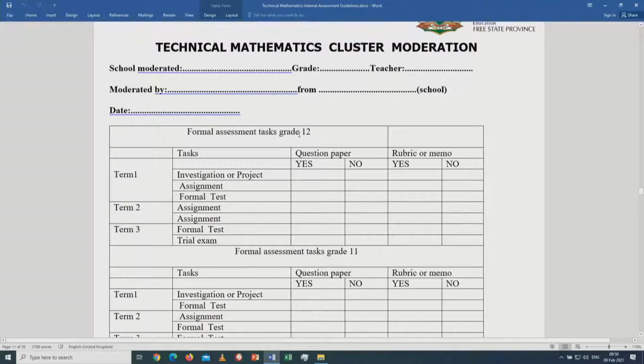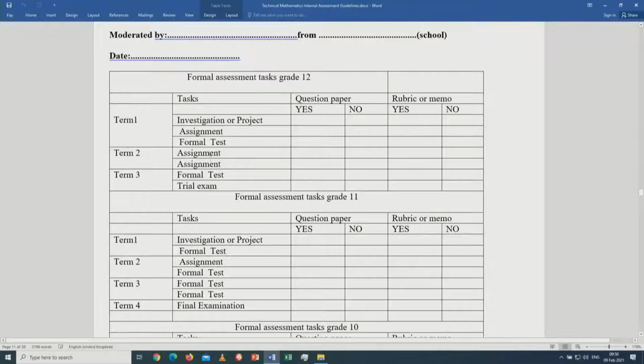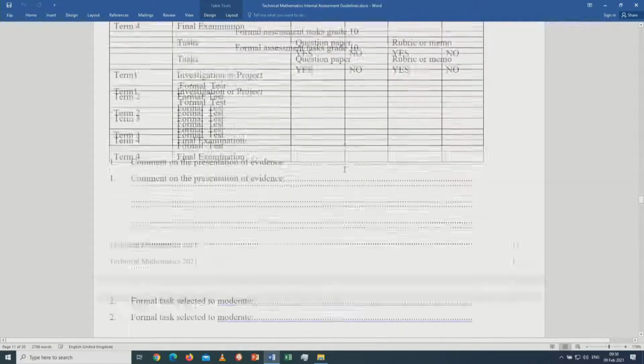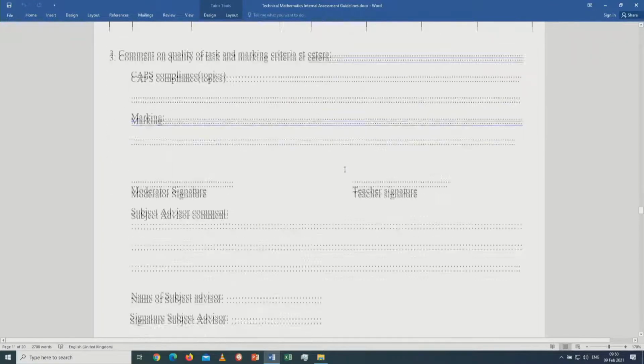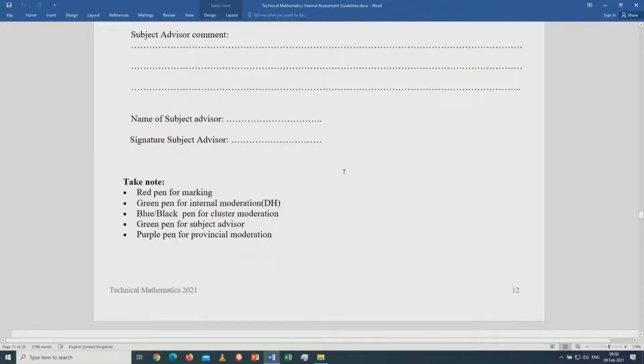And then taking a method cluster moderation, this is the tool used in the cluster moderation. I'm sure you can see there are different forms for each level of moderation. This is the cluster moderation, the task done, the question paper, the rubric, and the memo there. So these are the tools. Please orientate yourself with these tools. They are very much important in preparing yourself.